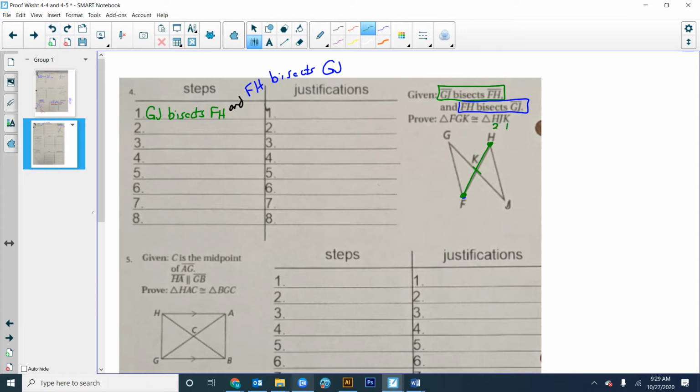KH congruent to KF. KH tick mark, KF tick mark. Reason: definition of a bisector.